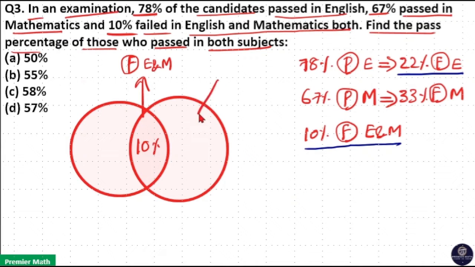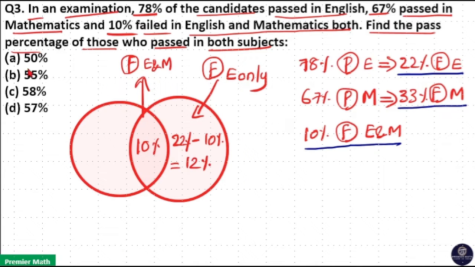So, here students who failed English only will be 22 minus 10%, which is equal to 12%, because this 22% includes this 10% as well. That is, students who failed English means students who failed English only as well as students who failed English and math. Same way, this 33% students failed in maths means this includes this 10% students as well.